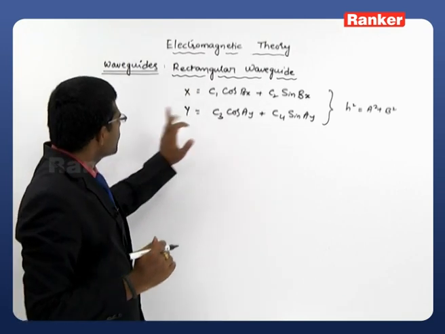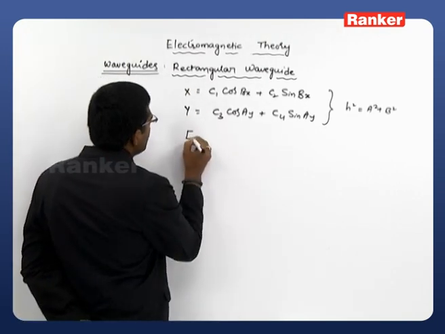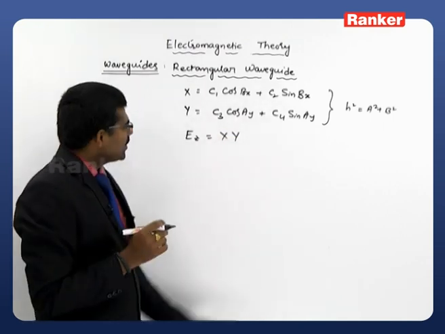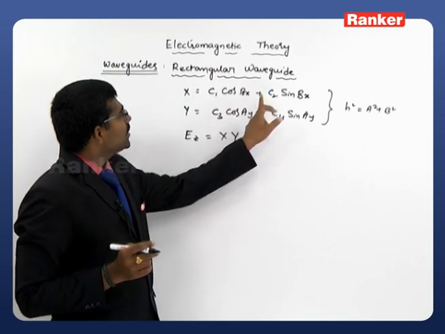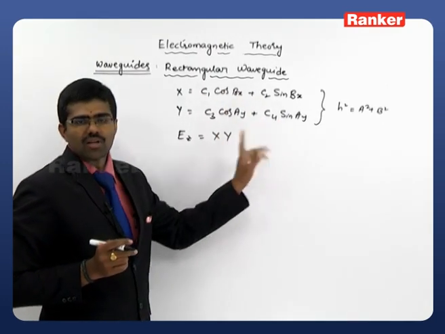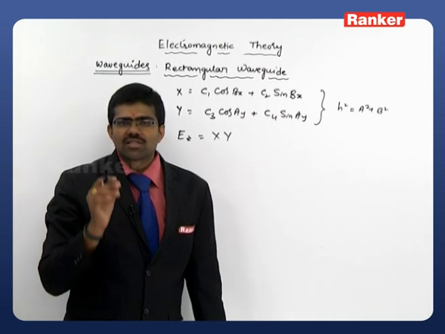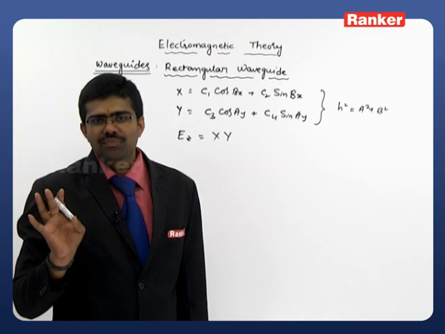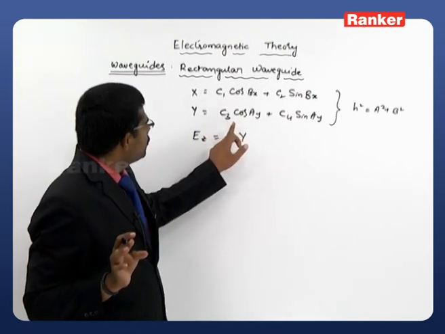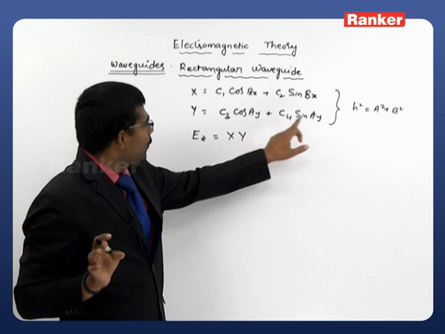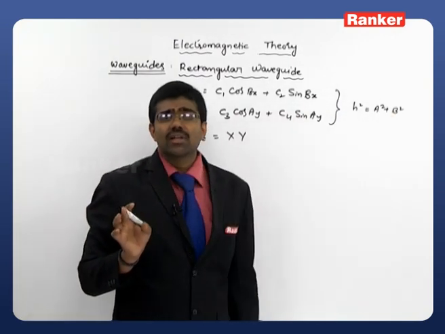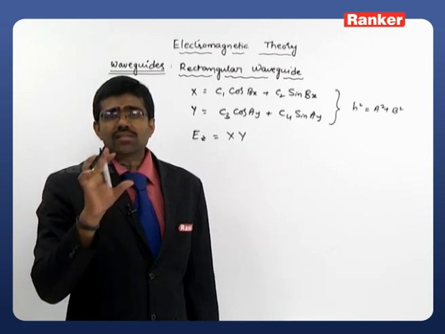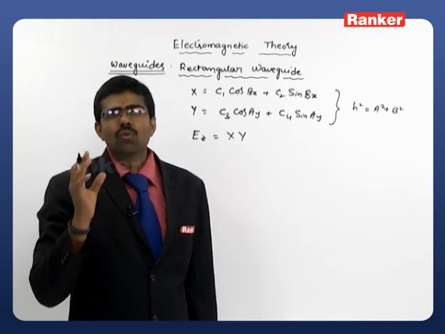Now using this X and Y, Ez can be written as Ez equals X times Y. While solving this, we are supposed to get c1, c2, c3, c4, and A, B. Total 6 constants are there. These 6 constants must be obtained using our boundary conditions. So how to get them? As I said once again, only boundary conditions are useful. Now what are the boundary conditions?